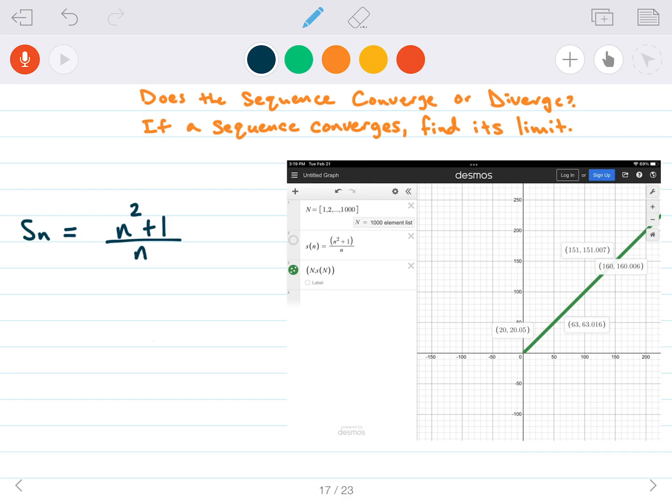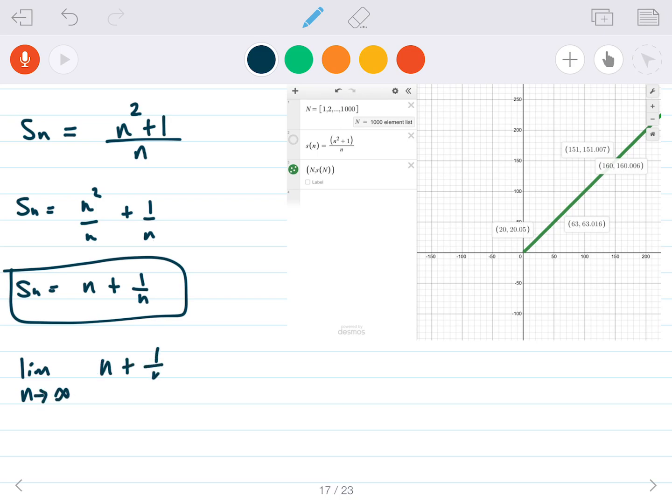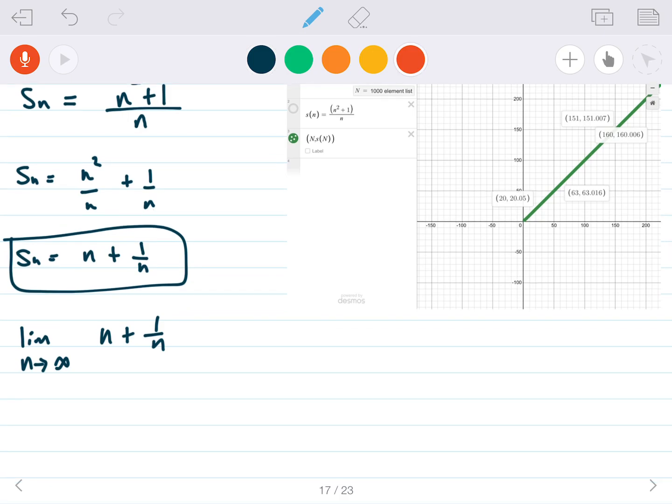So let's look at this a little bit more closely, algebraically. We can simplify this thing, n squared over n. So we have n squared over n plus 1 over n. And n squared over n is simply n, right? So here's our sequence just rewritten. What happens as we take the limit as n goes to infinity of n plus 1 over n? Well, when n gets huge, this thing goes to 0. And when n gets huge here, n just gets huge, right? When n is equal to 1 billion, n equals 1 billion.